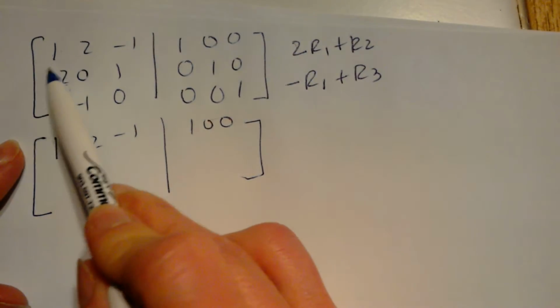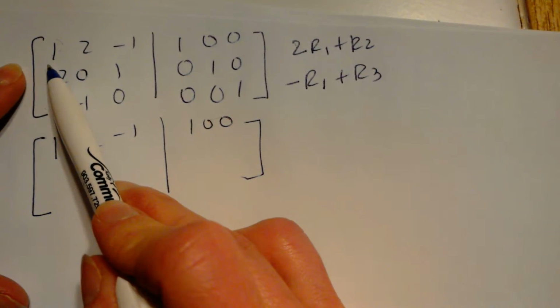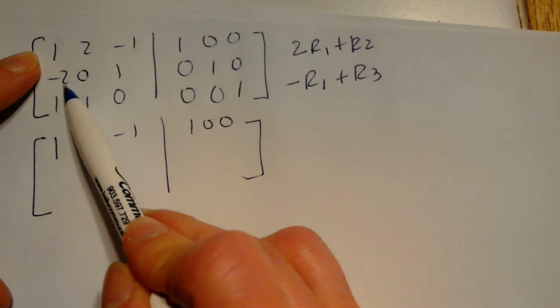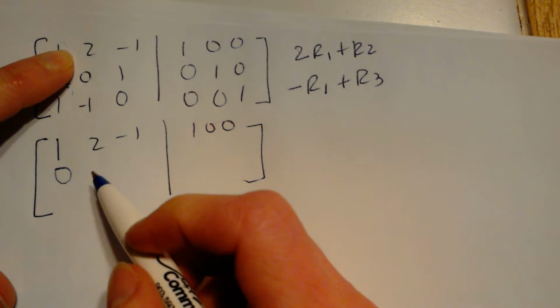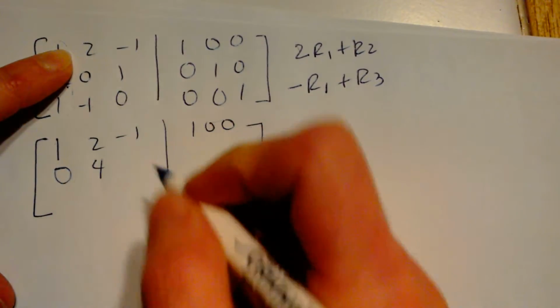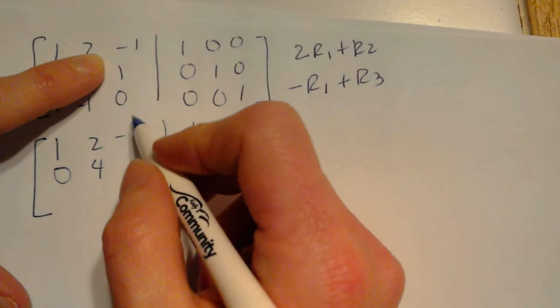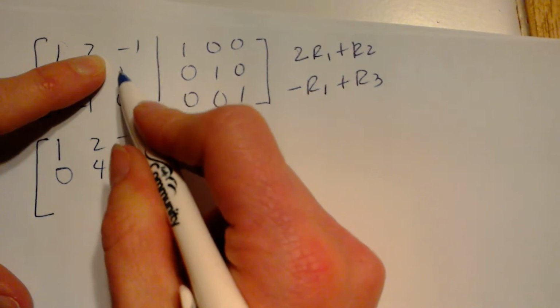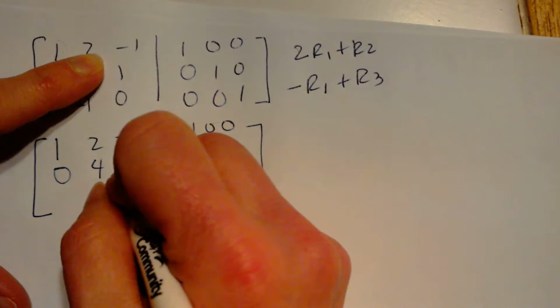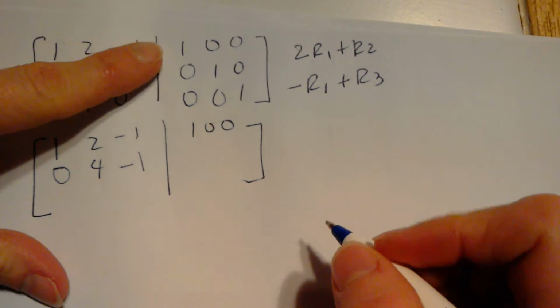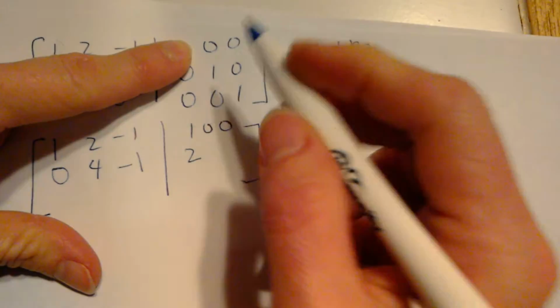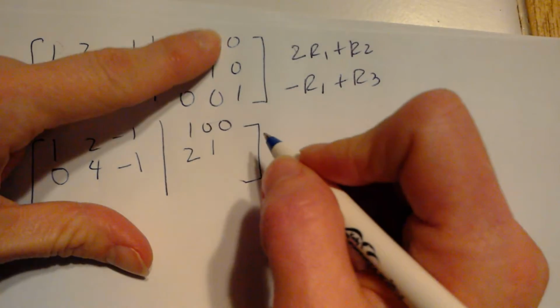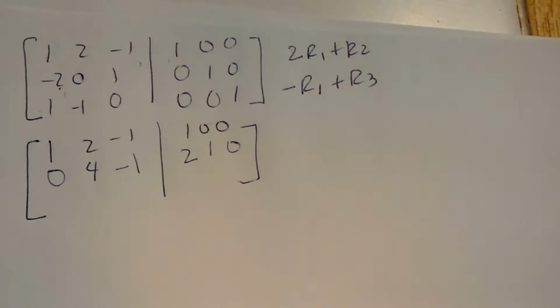Now I'm going to multiply this row by, we said to give me a 2. So multiply this by 2 and add it here. That's going to give me a 0. Multiply this one by 2, it's going to give me a 4. Add it. That's going to give me negative 2 plus 1. So negative 2 plus 1 is a negative 1. So I'm going to do the same thing here. So 2 plus 0 is 2. 0 plus 1, 0 plus 0.